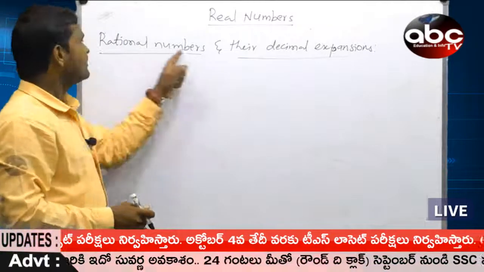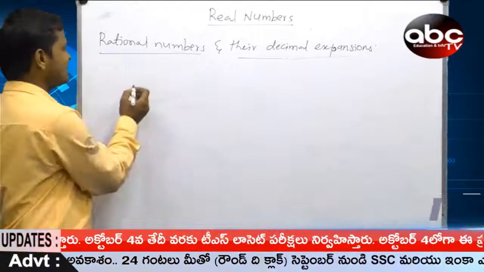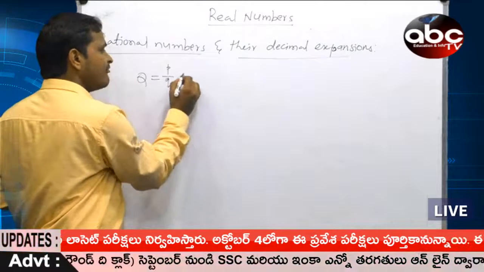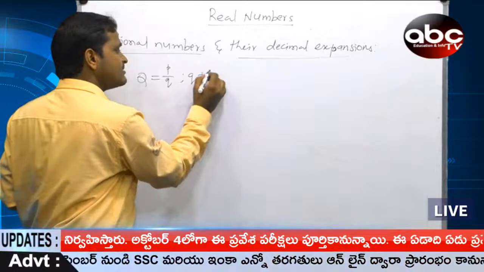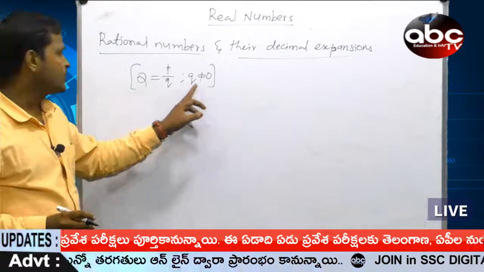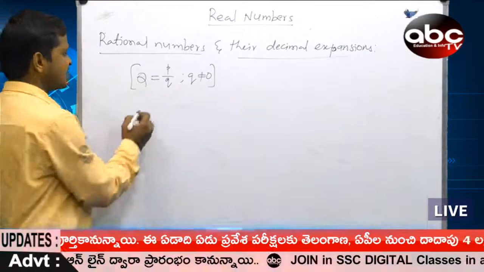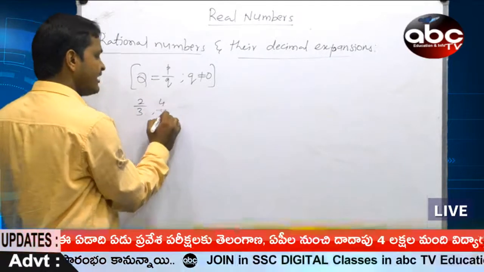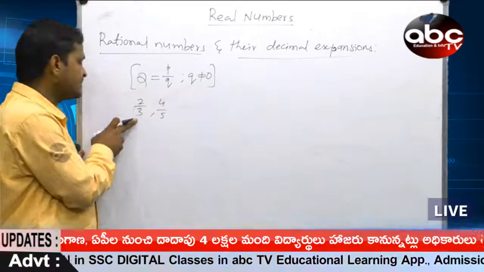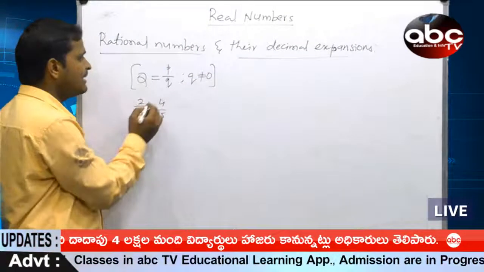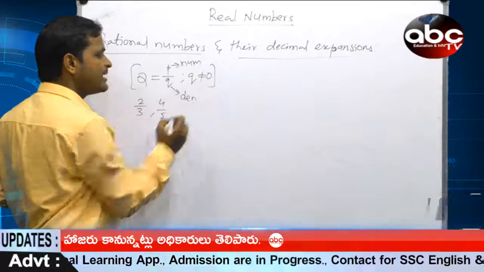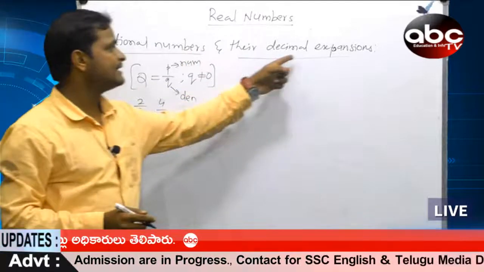Students, you already know rational numbers. A rational number is denoted with Q. Q is equal to P by Q, where Q is not equal to 0. For example, 2 by 3, 4 by 5, these are rational numbers. Here 2 indicates the numerator and 3 indicates the denominator. Similarly, here P indicates the numerator and Q indicates the denominator. Then rational numbers and their decimal expansions.